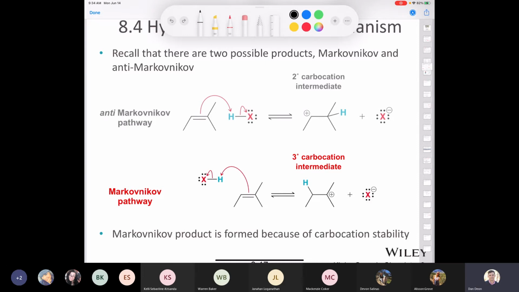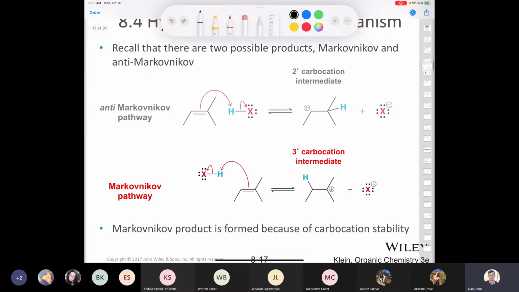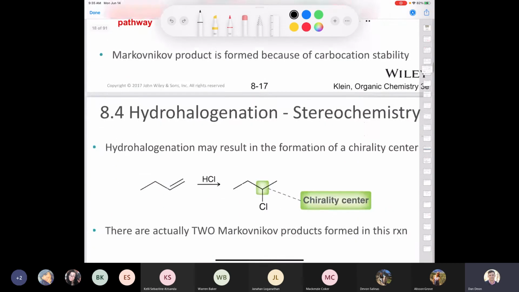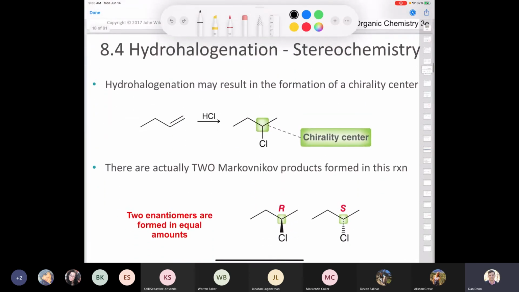Now, that deals with regioselectivity. But what about the stereochemistry? What about the stereoselectivity? Well, you can imagine that if I have a carbocation, we know what the molecular geometry of a carbocation is, don't we?